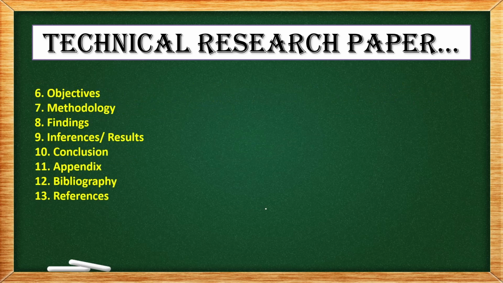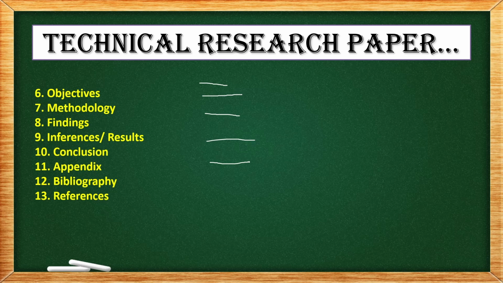Then we write the introduction. Then, after the introduction, we write the objectives. What is the purpose? What is the objective? Why are we writing this research paper on this particular topic? What methods or techniques are we using for doing the research on the particular topic? What are the findings? What is the exact result, you can say? Inferences, result, or conclusion. Then we come over to the conclusion.